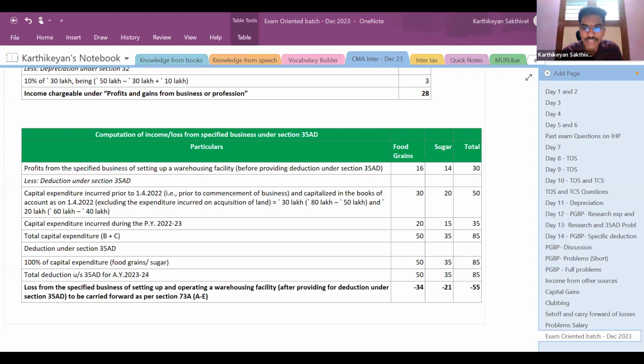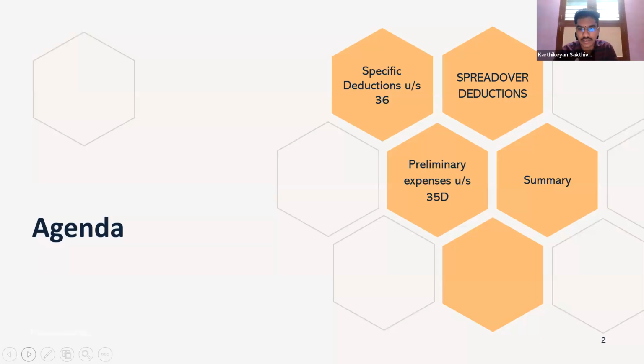So as far as spread over deductions are concerned, spread over deductions means, if a deduction is claimed incurred in 1 year and claimed over multiple periods of time, that is called spread over deductions. Now, in the current year itself we will incur the entire expenditure, but it will be claimed as deduction in multiple years. That is known as spread over deductions.